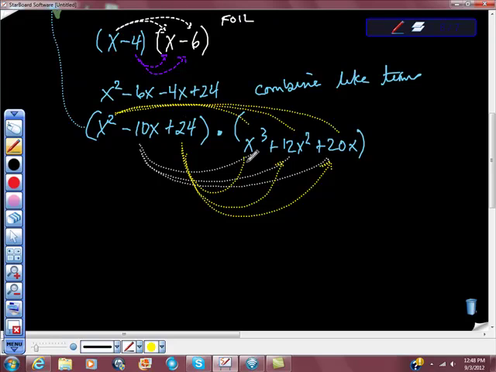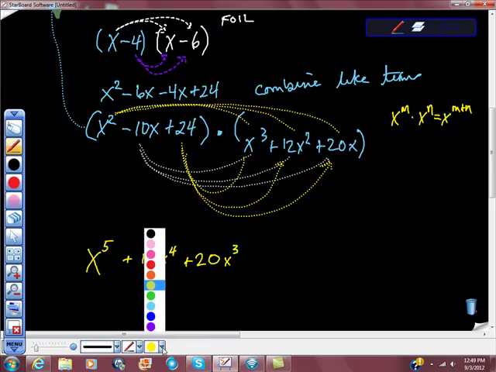X squared times x cubed. Remember that the rule is x to the m times x to the n is x to the m plus n. That is, we add the exponents, so we get x to the 5th power. Then we get 12x to the 4th power. That's me multiplying by that piece. Then we get 20x cubed. Because this piece times this, 1 times 20 is 20. X squared times x is x cubed. Sorry about that.